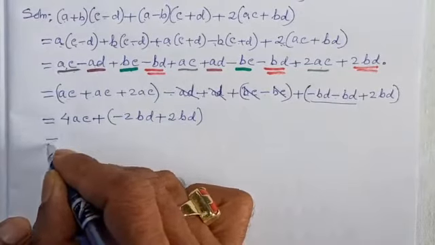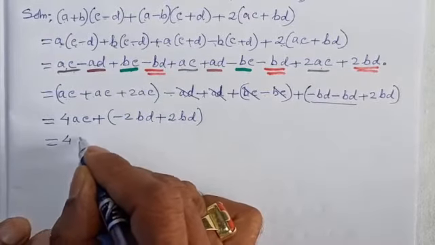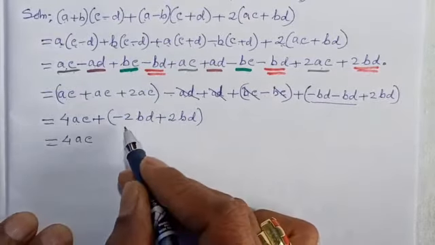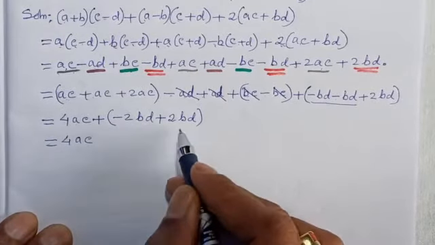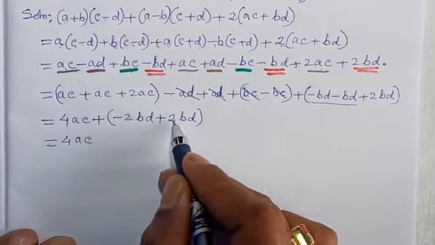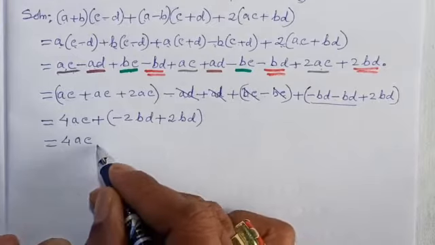Next is 4AC. If this is minus and this is plus, we have to subtract these two. From 2, if we subtract 2, there is 0. So 0 we do not write. We are not going to write down 0. So this is the answer.